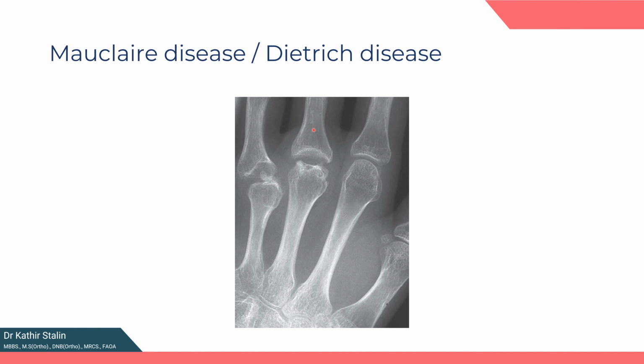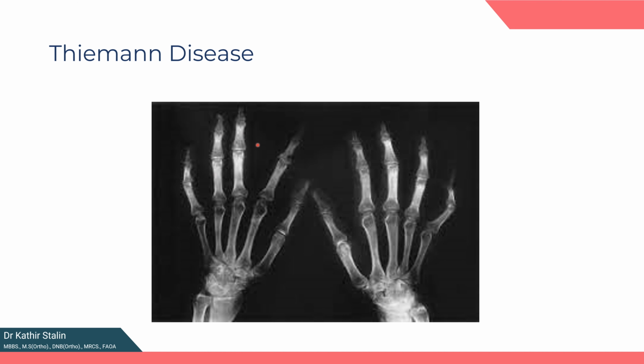Mauclaire's disease is a rare disease and refers to osteonecrosis of the metacarpal head, which usually appears between the ages of 13 to 18 years. This condition may lead to early closure of the epiphyseal growth plate and growth disturbance of the involved finger. Thiemann's disease is a rare genetic disorder that is considered to be a form of avascular necrosis of the phalanges of the hand and toes.